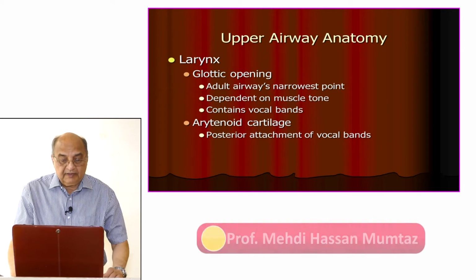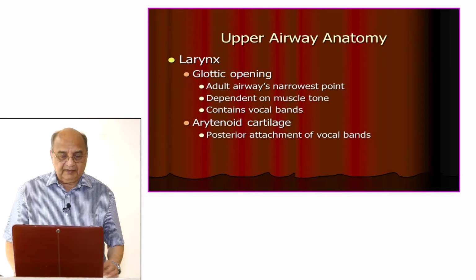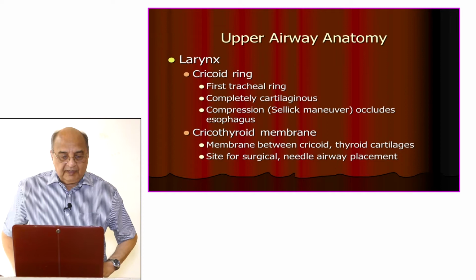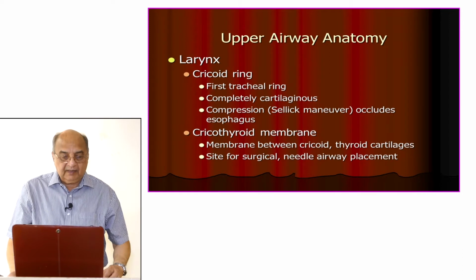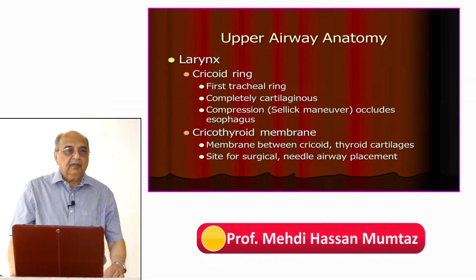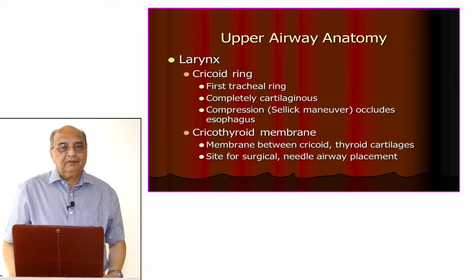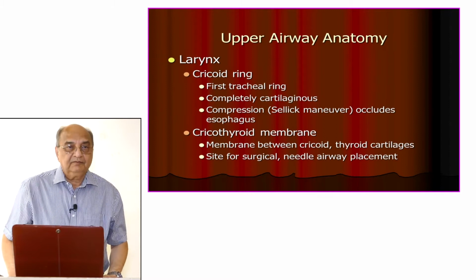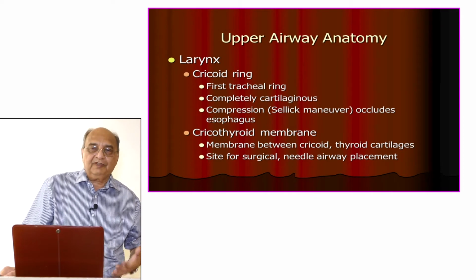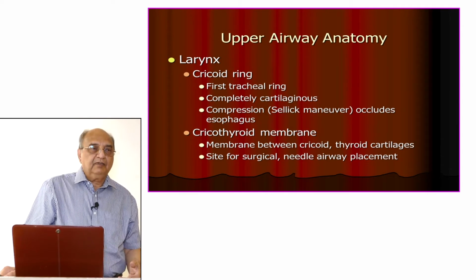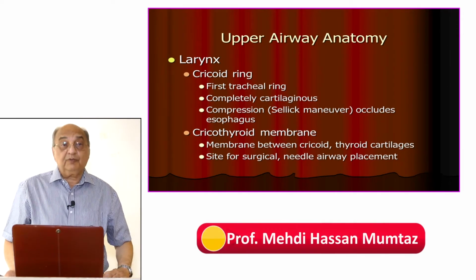Now, arytenoid cartilage is posteriorly attached to the vocal cords. So we don't want to go into detail on this. Now, the cricoid ring is the first tracheal ring, and it is completely cartilaginous. When we put pressure on the cricoid, this maneuver is called the Sellick maneuver. It's the Sellick maneuver when you are talking about intubation and applying pressure on the cricoid, and when you are applying it, there are quite a few steps you should know.